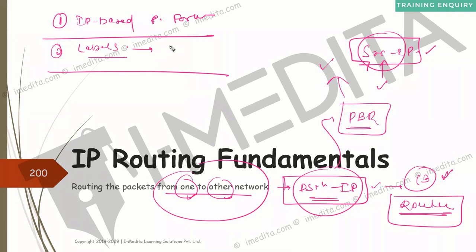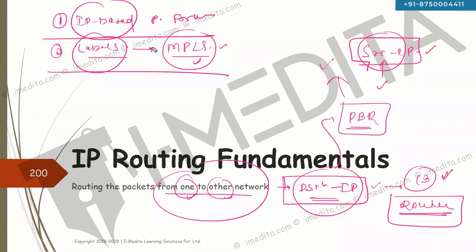This is very commonly used in protocols such as multi-protocol label switching, or MPLS. So MPLS is a technology where the packet forwarding is done based on labels, not based on the IP address. Why should you know that? Because we are going to cover MPLS later on in our content. So you should know that devices can not only take their forwarding decision based on the IP address, but can also take their forwarding decision based on something called labels.